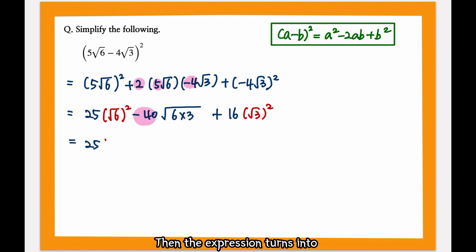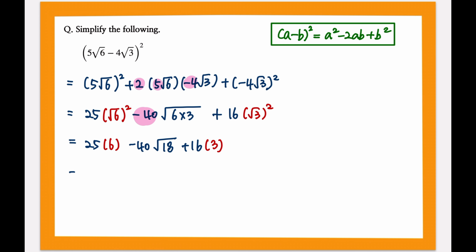Then the expression turns into 25 times 6 minus 40√18 plus 16 times 3. So multiply those, we get 150 minus 40√18 plus 48. So simplify the like terms, we get 198 minus 40√18.